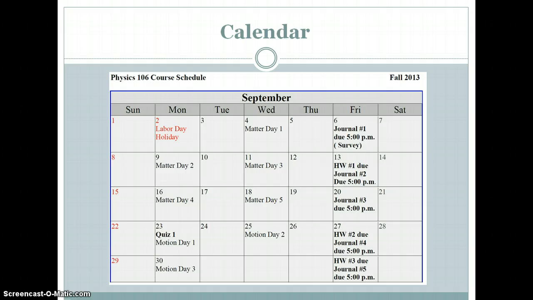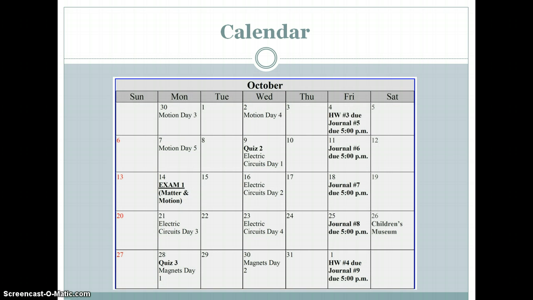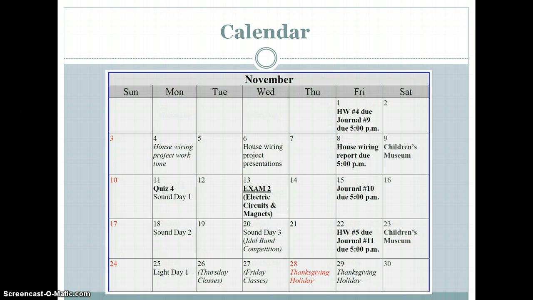So when I post PowerPoint slides to D2L, I'll use these labels that you see on the syllabus. So for example, Matter Day 1 would refer to the slides that are going to be used on the first day of class. You'll see that many of the deadlines do have a time on them. Actually, the introductory survey is due at midnight, not 5 p.m., so you have a little bit more time on that. But in general, homework and journals will be due by 5 p.m. on Friday. You can see also that the Children's Museum dates are labeled on there.